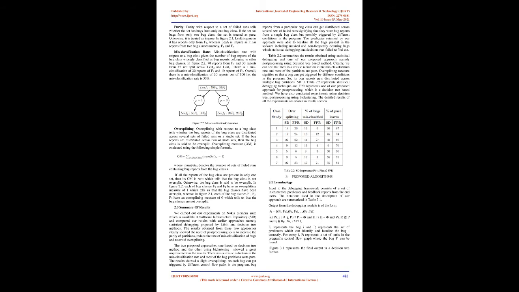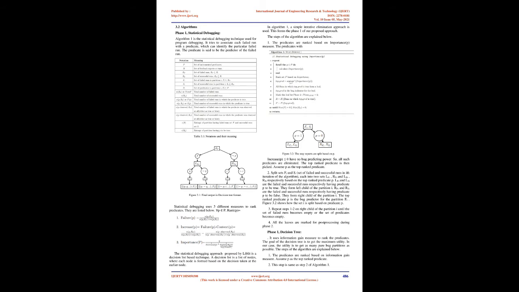If all the reports of the bug class are present in only one set, then its OM is 0, which tells that the bug class is not oversplit. Otherwise, the bug class is said to be oversplit. In Figure 2.2, each of bug classes F1 and F2 have an oversplitting measure of 1, which tells us that the bug classes have been oversplit, whereas in Figure 2.1, each of the bug classes F1, F2, F3 have an oversplitting measure of 0, which tells us that the bug classes are not oversplit.